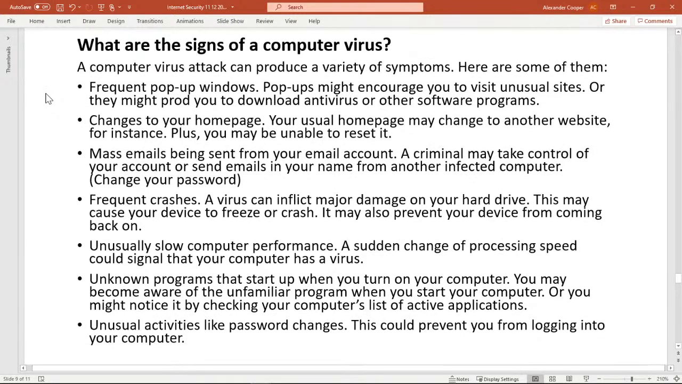What are some signs of a computer virus? Frequent pop-up windows. Pop-ups might encourage you to visit unusual sites, or they might prod you to download antivirus or other software programs. Changes to your homepage is a really big one. Your usual homepage may change to another website, for instance. Plus, you may be unable to reset it, so you change it and restart your computer, and then it changes it again.